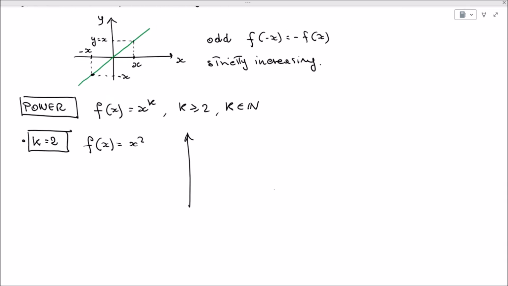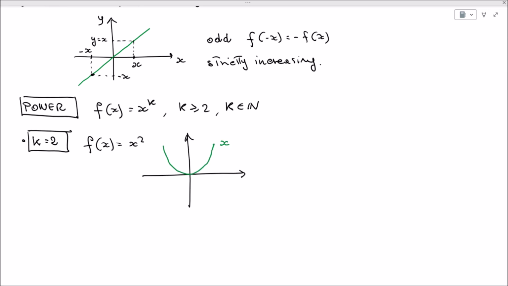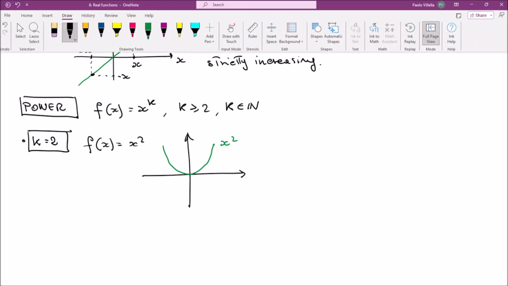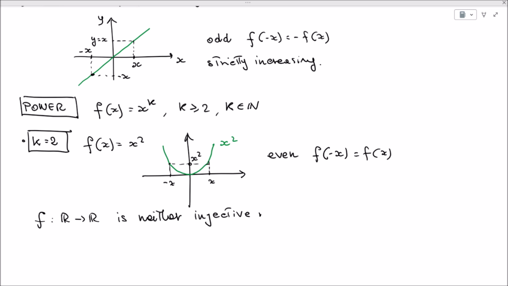And we know that the graph of this function is the following: x squared. And we know that this function is even. In fact, f of minus x is equal to f of x. If we pick an x here, we pick minus x, of course this gives rise exactly to the same x squared here. Now, if we consider this function f from R to R, we know that this is neither injective nor surjective. We have already seen this in one of our previous lectures, but let's check it again.